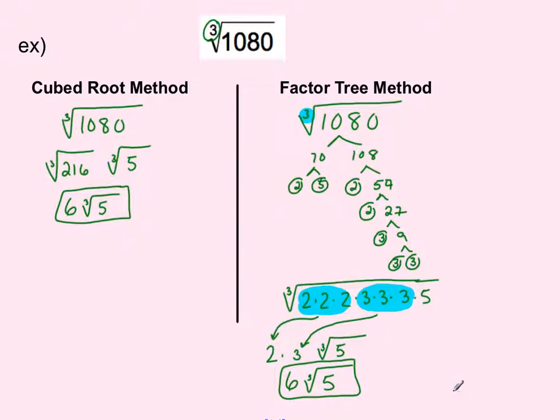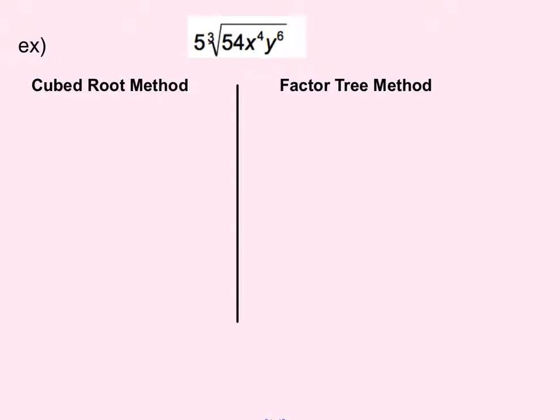And there's that. I think one more question. Ah, yes, one with variables. Let's see, how does that impact it? Also, this weird 5 out in front. What is that about? I don't know. So let's see what we can do here. All right, cubed root method. It's cubed root because there's that 3.